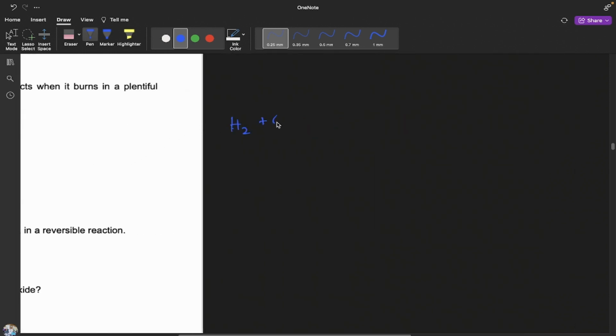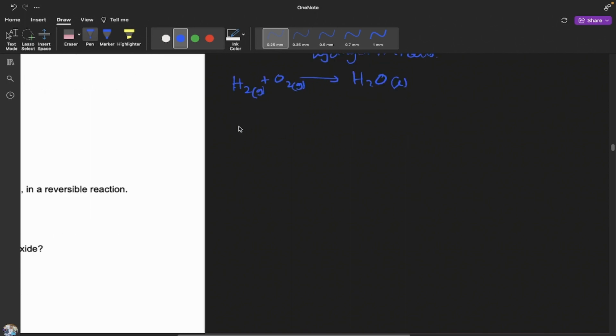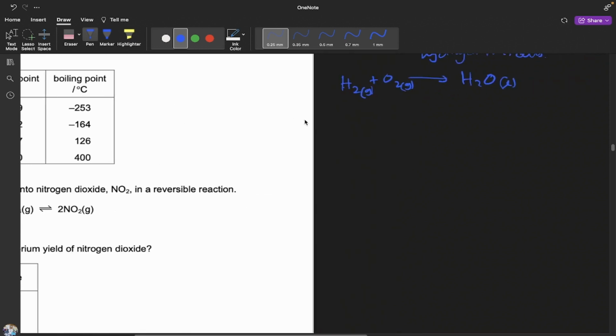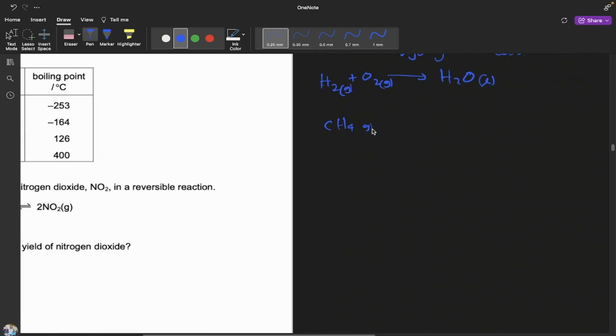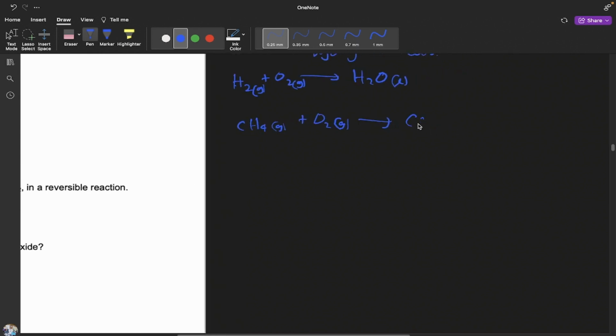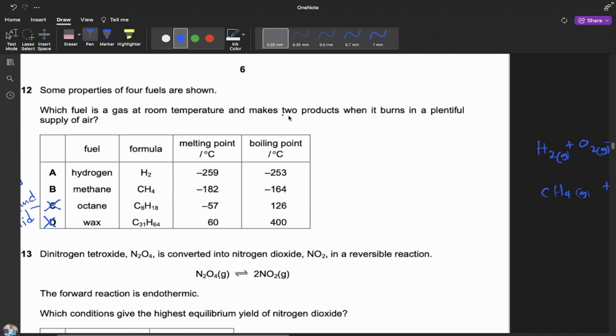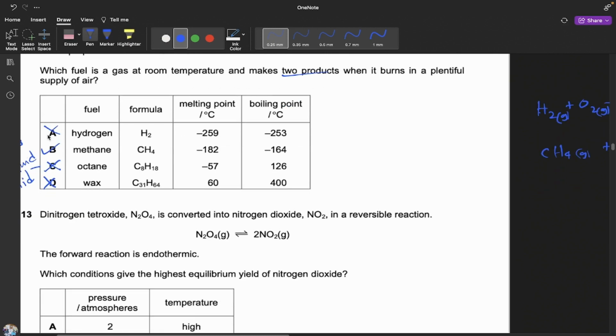When hydrogen is burned in the presence of oxygen, it produces H2O as the only product. This is the reaction that happens in hydrogen fuel cells. Okay, but the next one, which is methane, CH4, when it is burned with oxygen, I'm not going to write the balanced equation. It produces carbon dioxide plus water. Okay, so they say it should produce two products. So the answer is A.